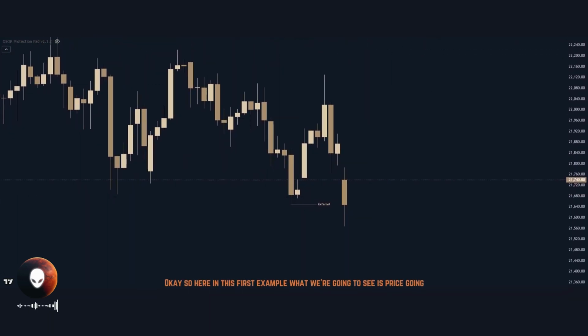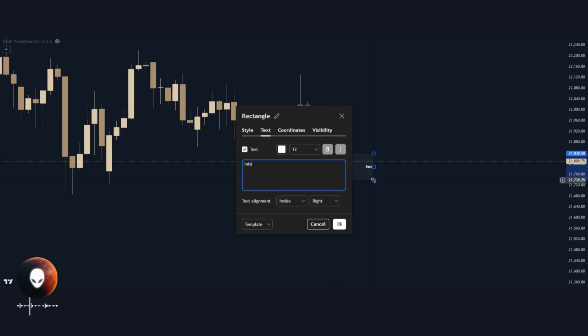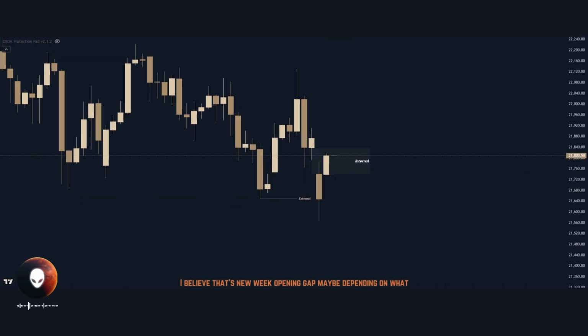Okay, so here in this first example, what we're going to see is price going from external to internal liquidity. Here on the daily, we have a candle taking out external liquidity, which takes the form of a swing low, and now we expect it to rebalance the imbalance above, and that's exactly what it does. I believe that's a new week opening gap, maybe, depending on what day it is.